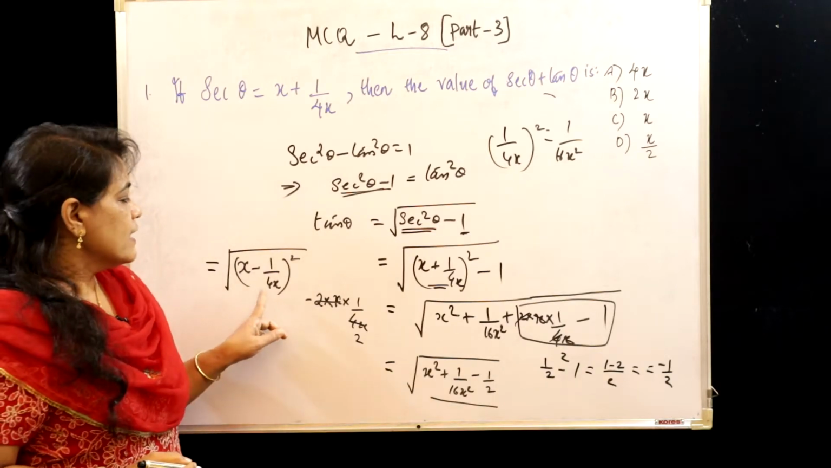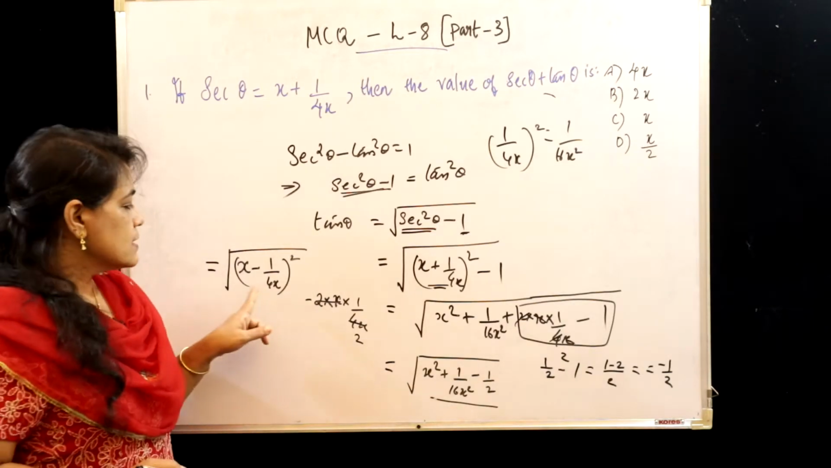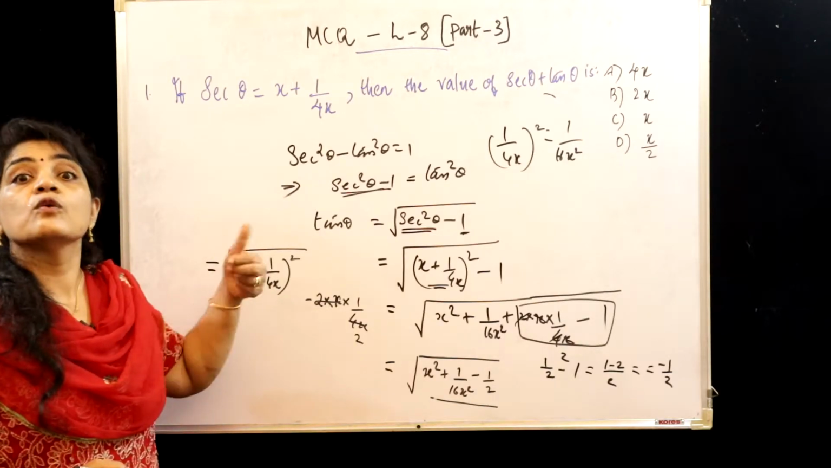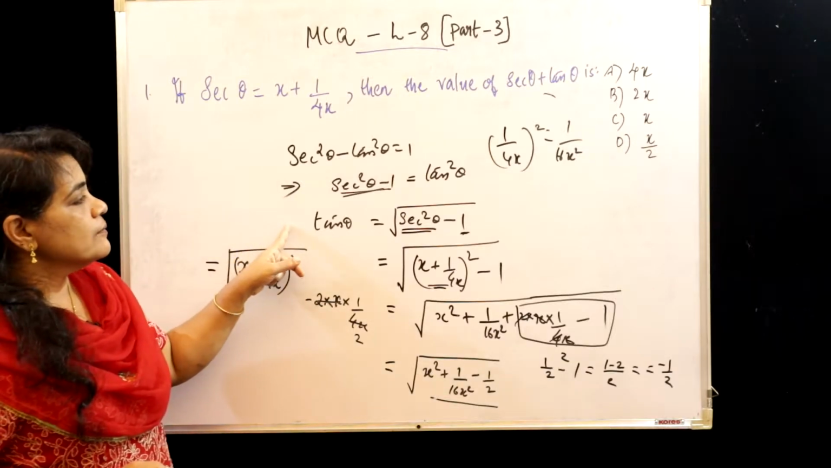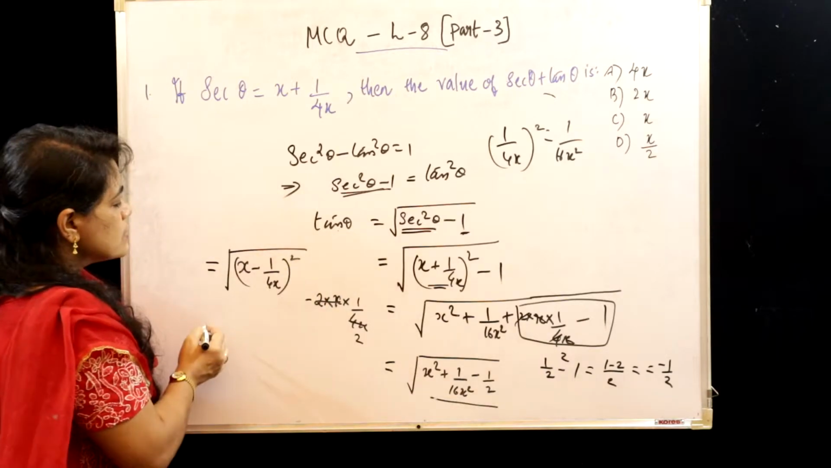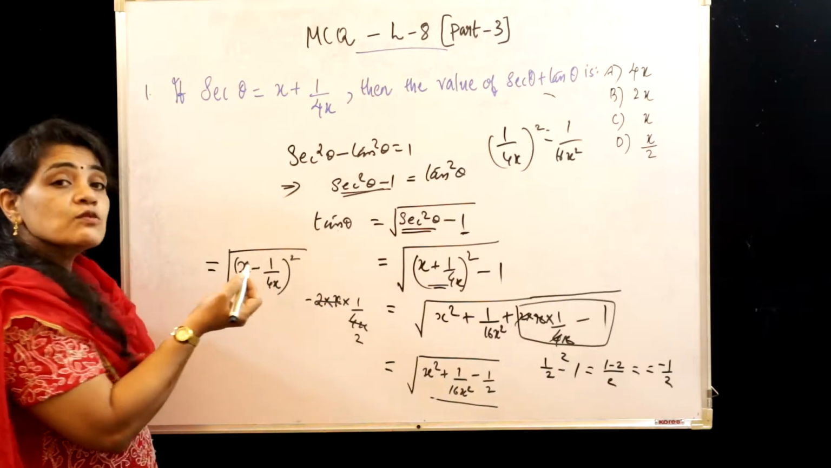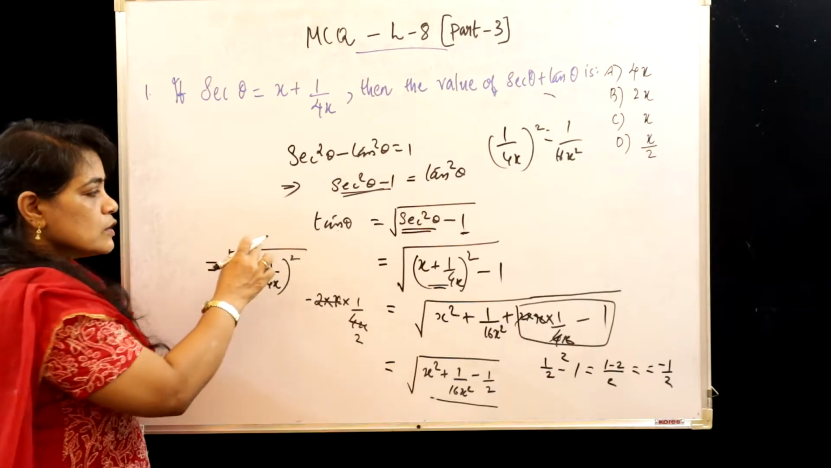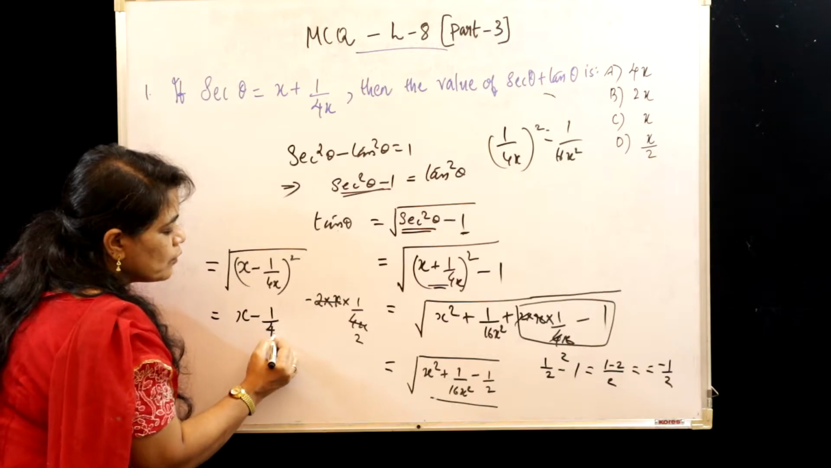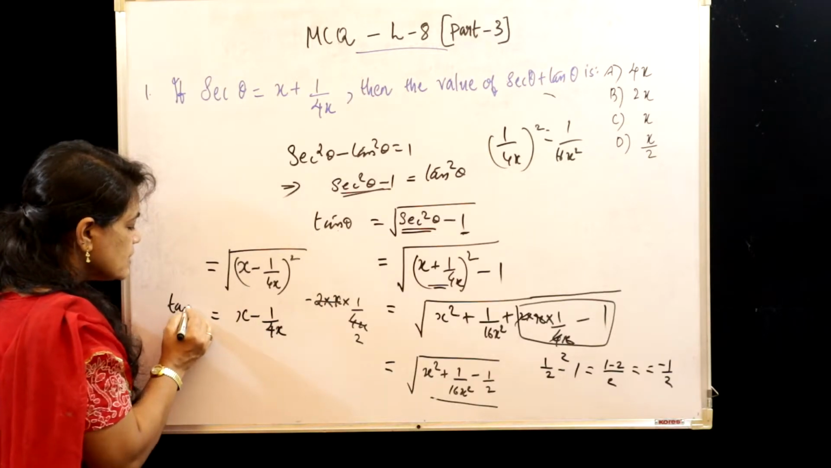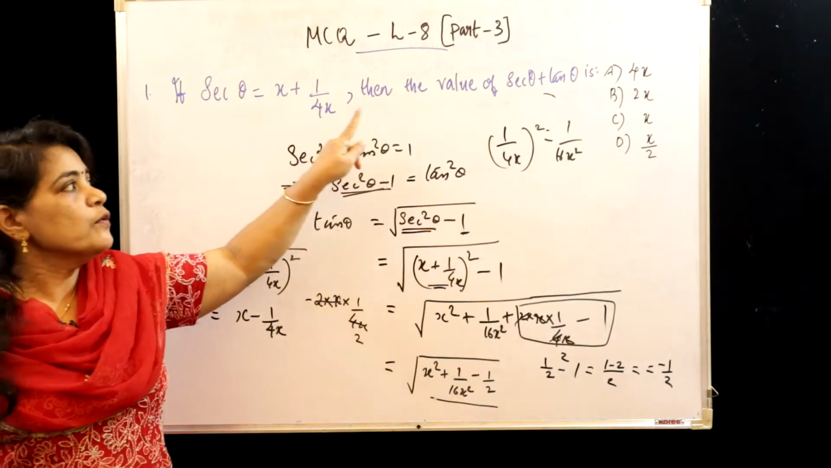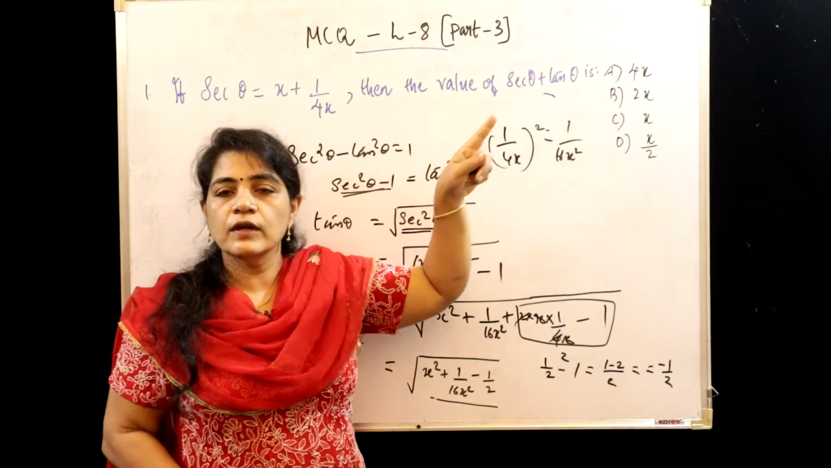That is why we can write this, inside the square root, as (x minus 1 by 4x) whole square. So this is what, children? This is tan square theta, and this is tan theta. So the root of (x minus 1 by 4x) whole square is the square root and the square get cancelled, so x minus 1 by 4x. Now we have the value of tan theta, and we already have the value of sec theta. If you add sec theta plus tan theta, you can easily get it.